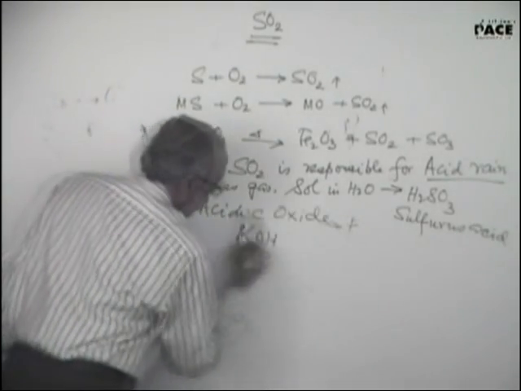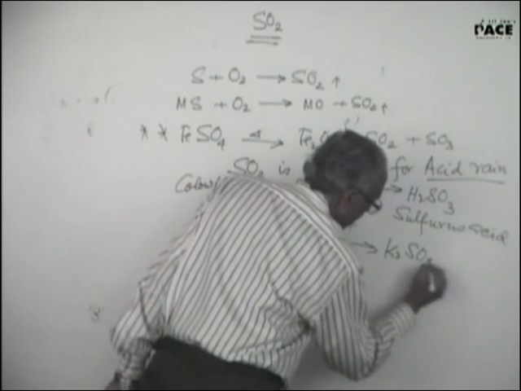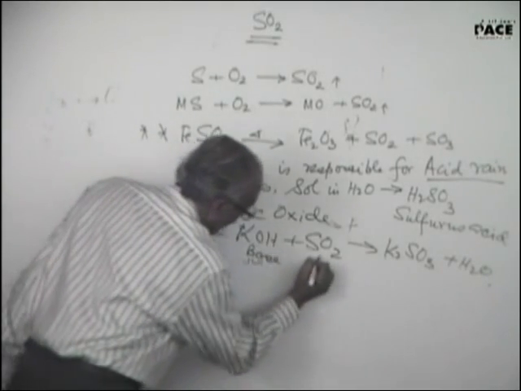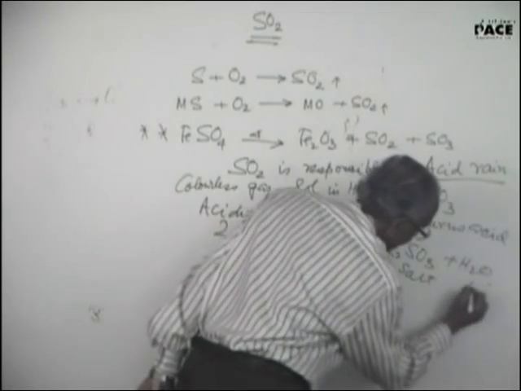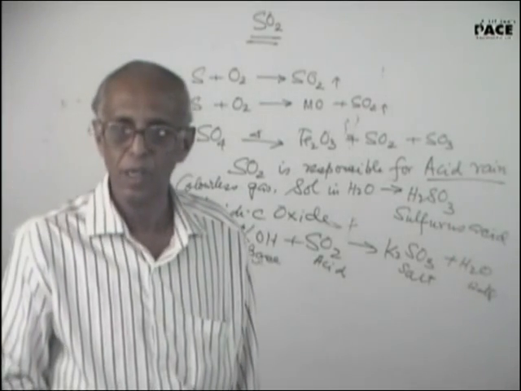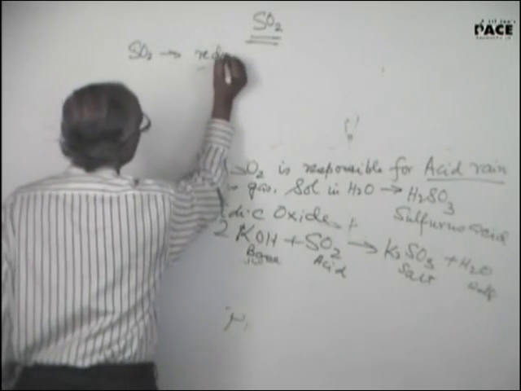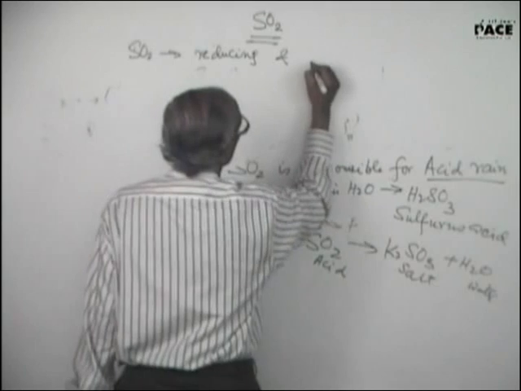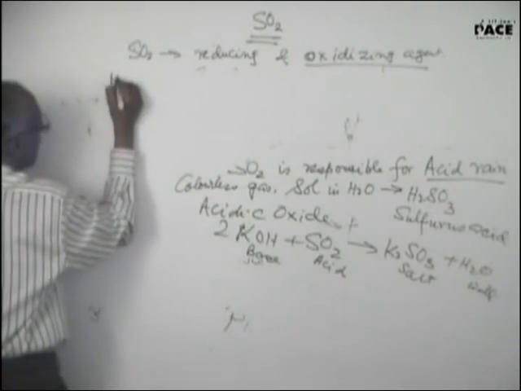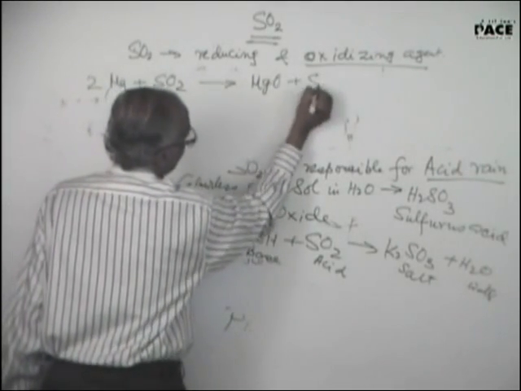It's an acidic oxide. 2 moles of KOH will react with sulfur dioxide to give you K2SO3 plus water. Base reacts with acid to give salt and water. So unless sulfur dioxide is an acidic oxide, why should it give salt and water with a base? Sulfur dioxide can act as a reducing as well as oxidizing agent. So as an oxidizing agent, magnesium plus sulfur dioxide will give you magnesium oxide plus sulfur.